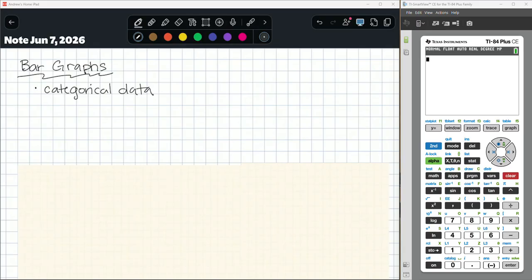And a bar graph is kind of what it sounds like. We're going to use bars to represent frequency. The height of the bar corresponds to the frequency for each category. We're going to have two axes, and we are plotting categories versus frequency.